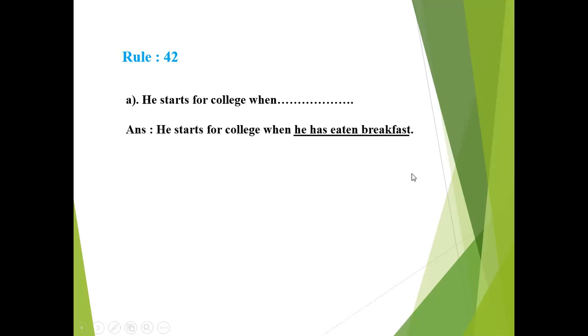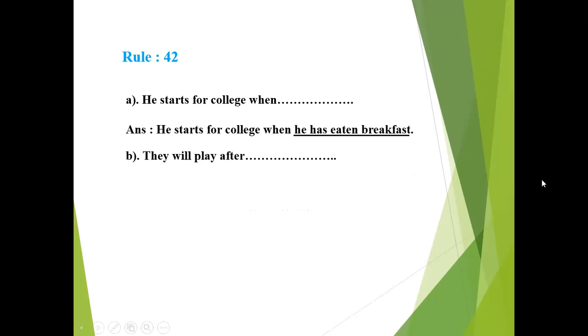Rule 42. He starts for college when dash. If the subordinate clause is in present perfect tense, the principal clause will be present indefinite tense or future indefinite tense. And in this case, when or after is used as a conjunction. So here when is a conjunction and before when, he starts for college is present tense. So after it present perfect tense will be used. So the answer will be, he starts for college when he has eaten breakfast.